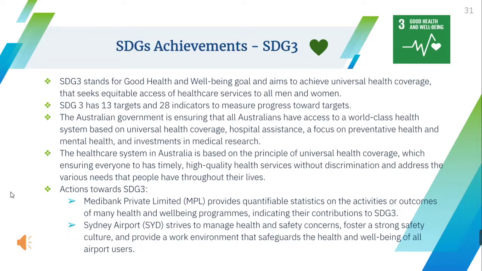The Australian government is dedicated to ensuring that all Australians have access to a world-class health system based on universal health coverage, hospital assistance, a focus on preventative health and mental health, and also investment in medical research. The healthcare system in Australia is based on the principle of universal health coverage, which ensures that everyone has access to timely, high-quality health services that are administered without discrimination and address the various needs that people have throughout their lives. Medicare is a universal public health insurance program that gives free and subsidized access to public hospitals and medical services.